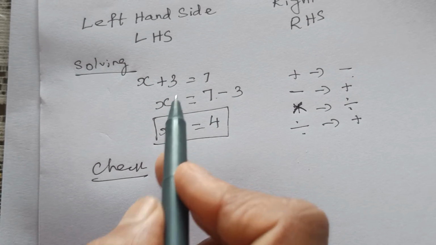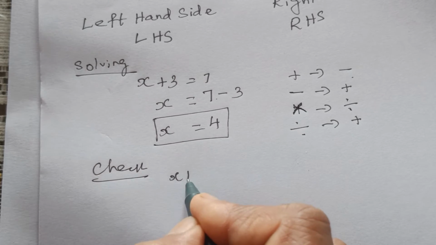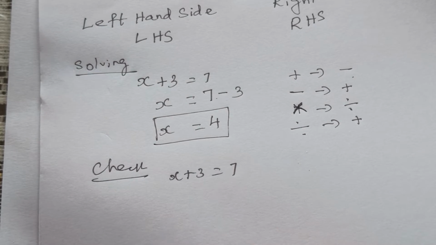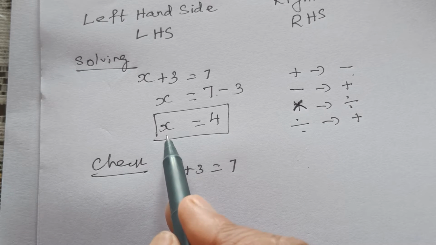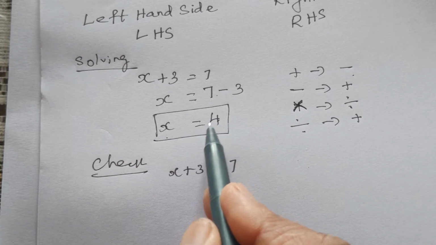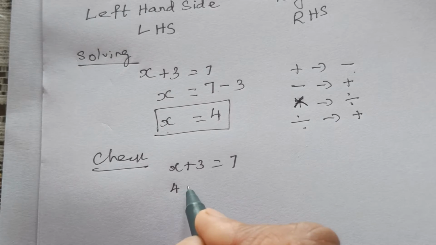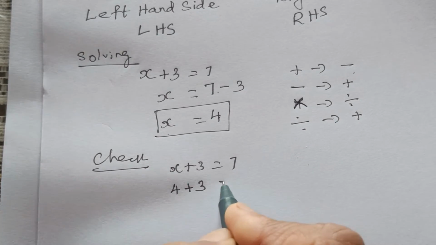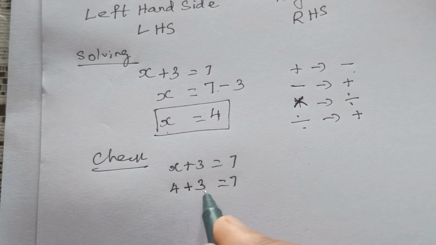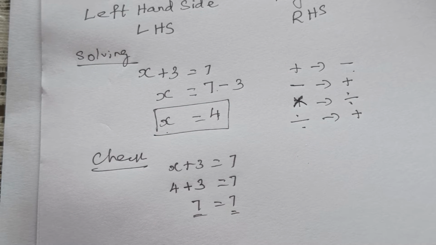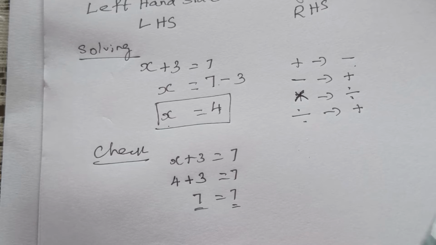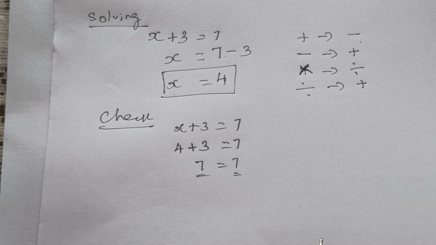How to check? We are given the expression x plus 3 is equal to 7. Now we have to check whether the answer is correct or not. What to do for that? In the place of x, you substitute this value 4. 4 plus 3 is equal to 7. Are we getting both the sides equal? Left hand side equal to right hand side.